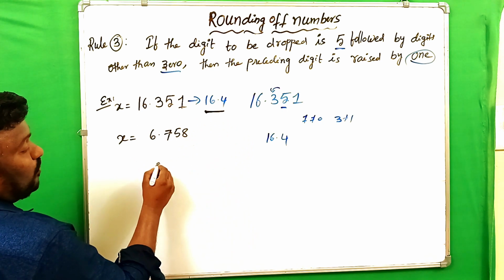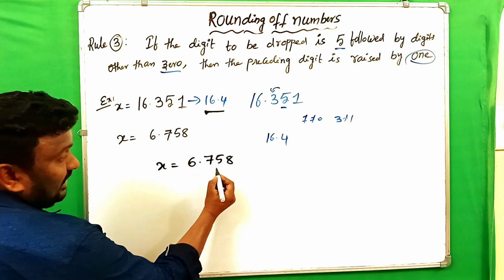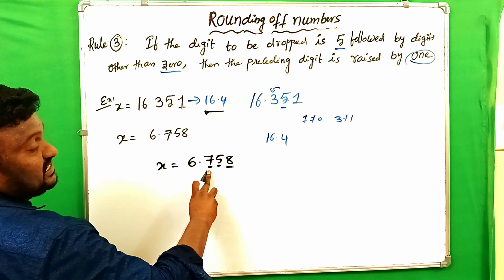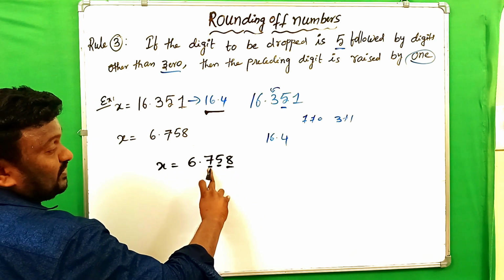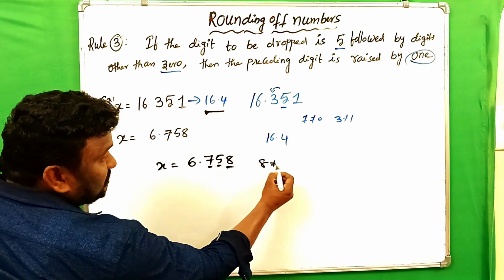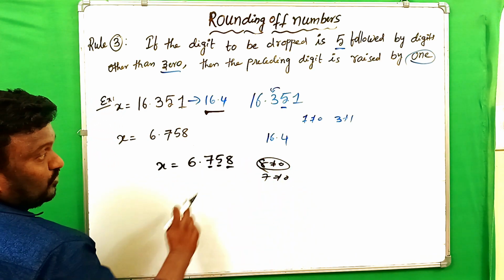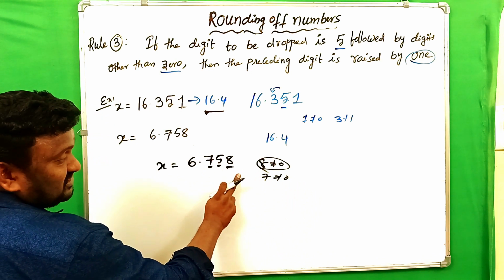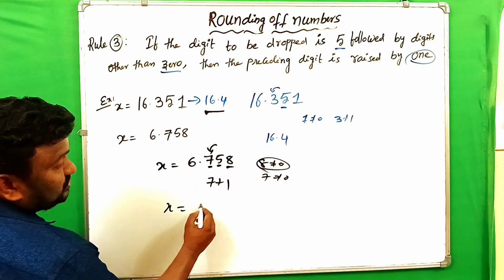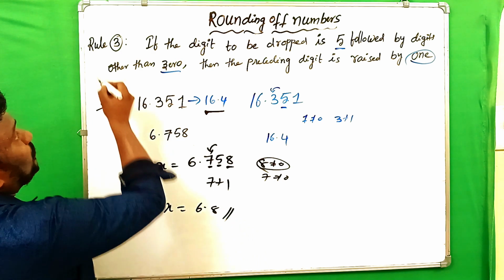In the same manner, we have x equals 6.758, and here the 5 has 7 and 8 around it. 7 is the preceding number and 8 is the following number. Here 8 is not equal to 0, and 7 is also not equal to 0. Especially we go for 8 not equal to 0. 5 is followed by the non-zero digit 8. Then the preceding number, 7, should be increased by 1. Then x equals 6.8. So in this way we can round off as per rule number 3.